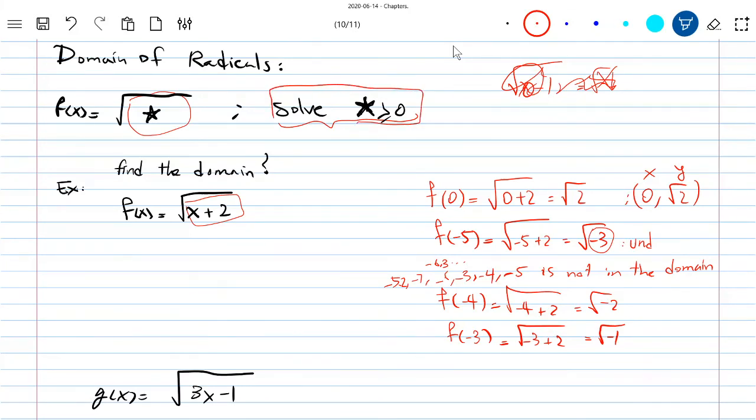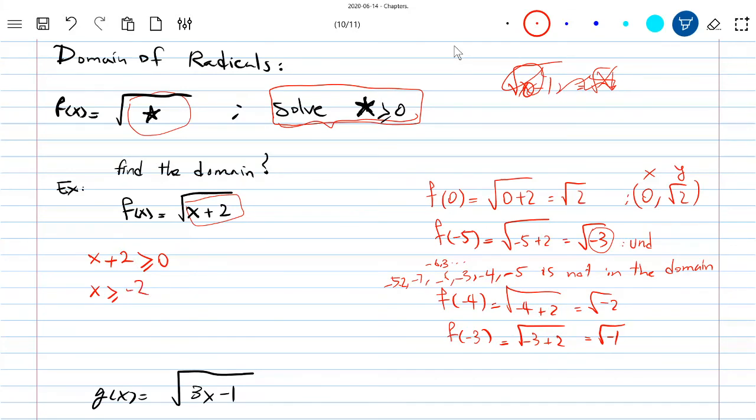You always want to have positive numbers, 0 or positive numbers underneath the square root. So we want whatever is underneath the square root, in this case x plus 2, to be greater than or equal to 0. Otherwise, we'll have a negative number. To solve this inequality, and we learned how to solve specific inequalities, x would be greater than or equal to negative 2.